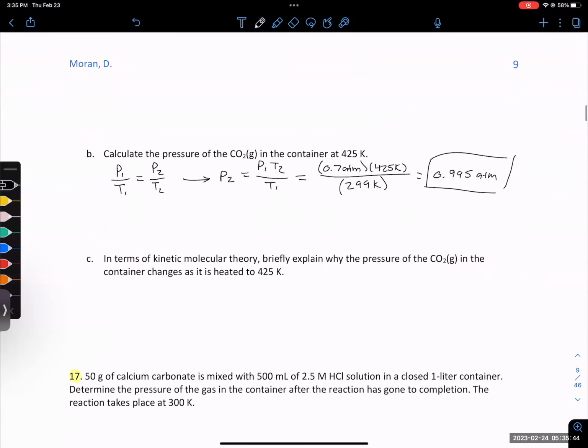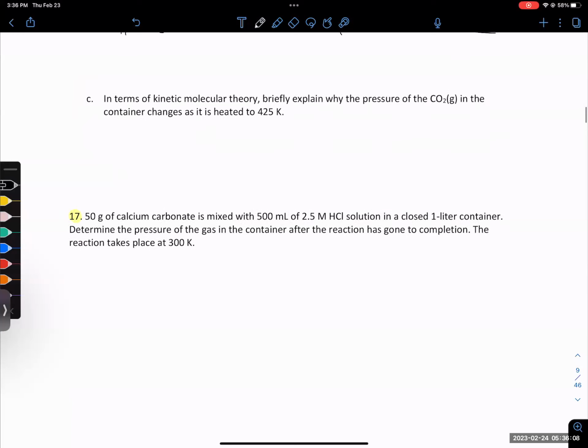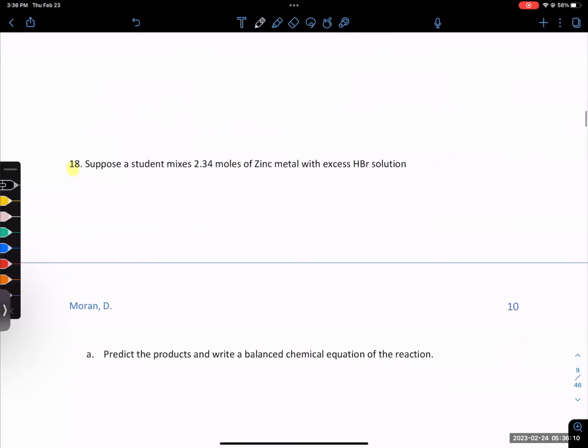So I kind of just explained part C, but on the key I have: at higher temperatures, the molecules move faster and will hit the sides of the container with a greater force, therefore increasing pressure. So that's the answer to C, if you're wondering. We're going to skip number 17 and go to 18.